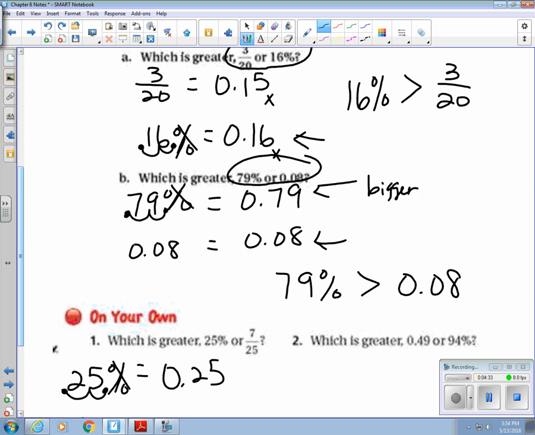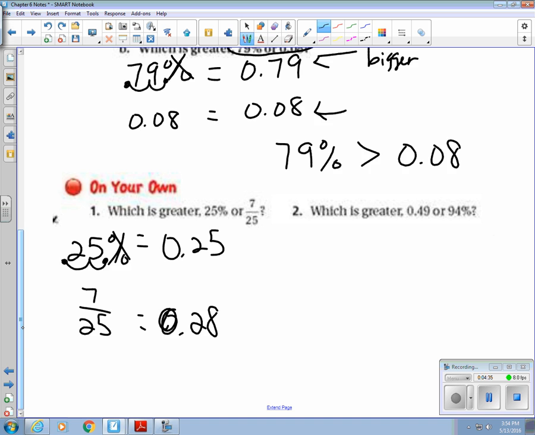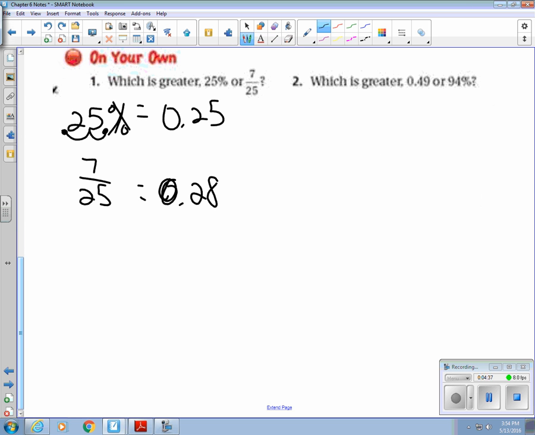So when I do that, whoops, sorry about that. Let me extend this down a little bit. So when I do that, I can see that this is 28/100ths and this is 25/100ths. 28/100ths is bigger than 25/100ths. But 28/100ths started out as 7/25ths. So I have to write 7/25ths is greater than 0.25 started as 25%, so 7/25 is greater than 25%.